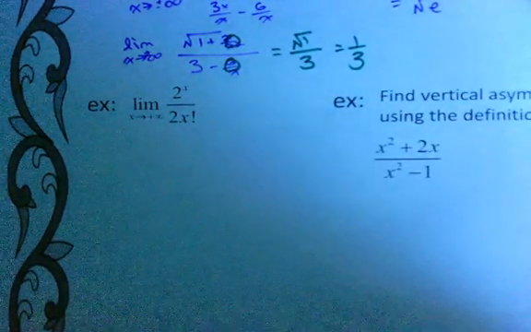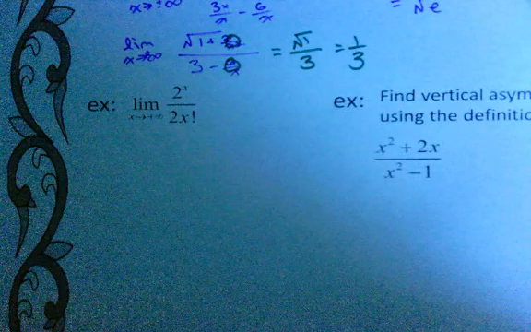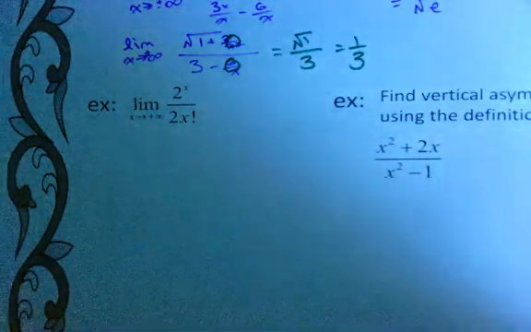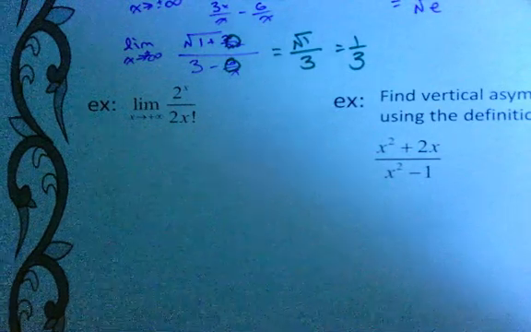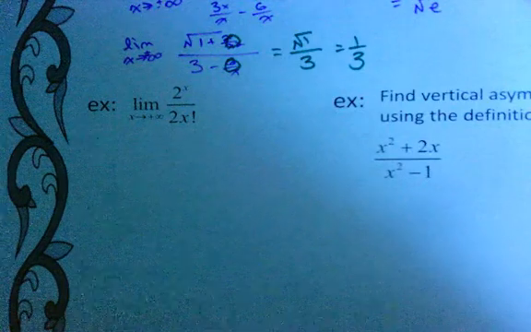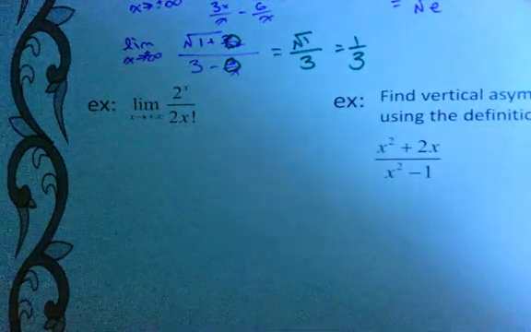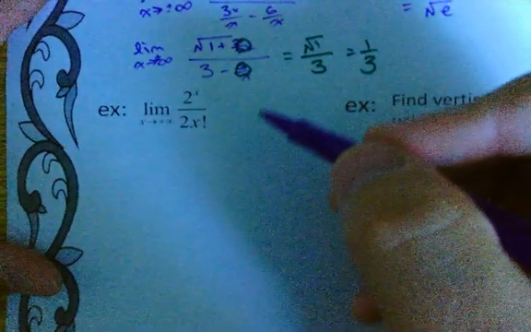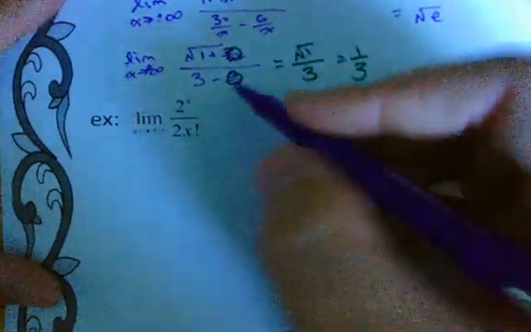Look at the next example. We have the limit as x is going to infinity of 2 to the x over 2x factorial. So this is one of those where we have to see which one is actually growing faster, and that will help us out. So if you look here, and if you're still a little confused, you can pull this up from the previous one.